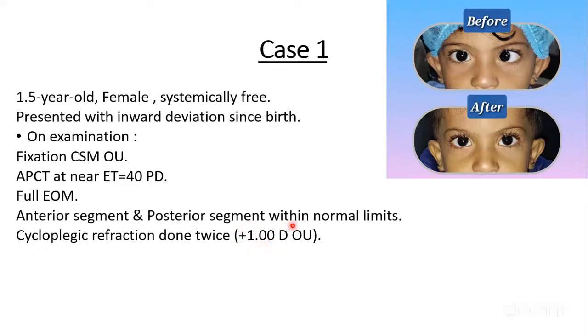So usually, if the cycloplegic refraction revealed something less than +2, there is usually no need to give glasses. If it is +0.5, +1, +1.5, most probably it will not change anything in such an angle. And as you mentioned, we need to treat amblyopia.